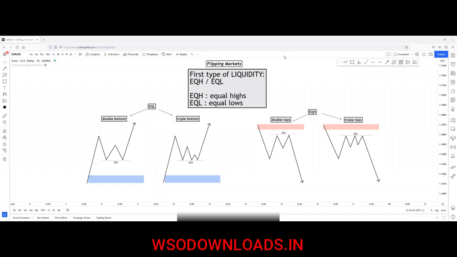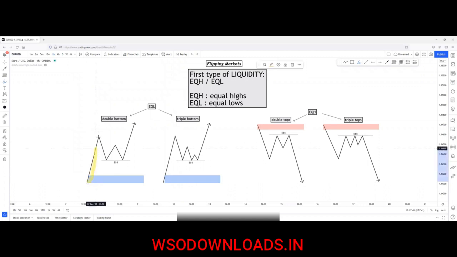Our first type of liquidity are the equal highs and the equal lows. The names speak for themselves. Price will form equal lows when the low points are on the same level, and also price will form equal highs when the highs are on the same level. We have two types of equal lows and two types of equal highs. Okay, let's see an example for the equal lows.